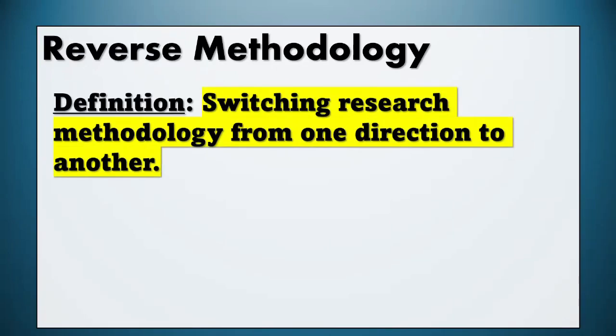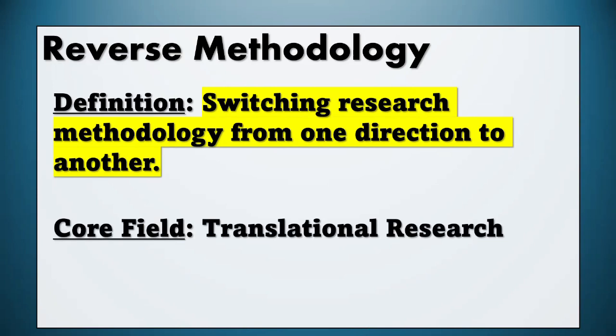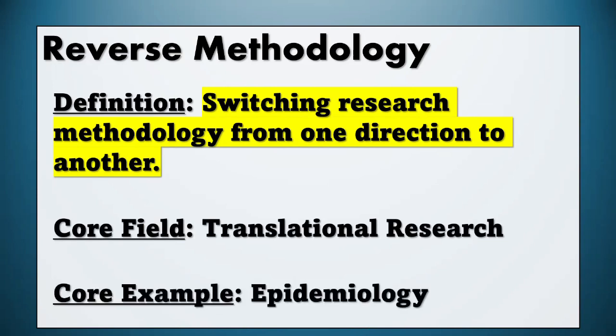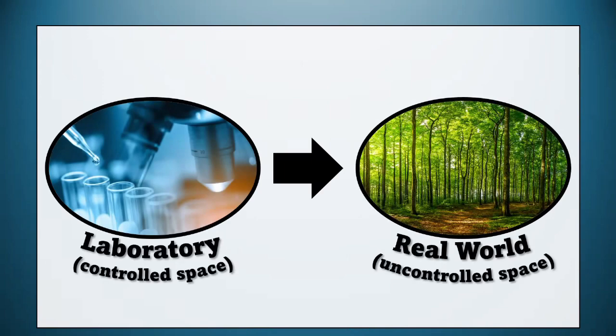Broadly speaking, it's when you switch a research methodology from one direction to another. So, a core field would be something like translational research, and a core example would be epidemiology. What do I mean by that? Well, let's get the big picture here, and then I'll give the epidemiology example.